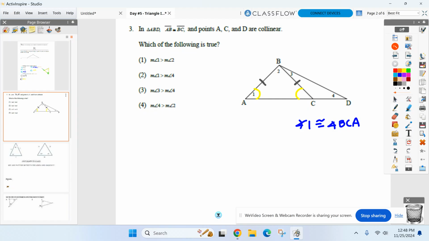This, because BCA is equal to 1, and it's like an exterior angle to this triangle. So we can do that. Because we don't know, like, this equals these two added. So if 1 is equal to BCA, then this is greater than 4, because 4 and 3 have to be added to make this. It's whatever, it's what we do.